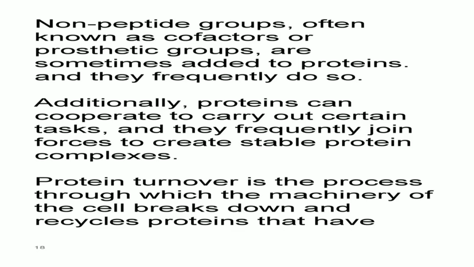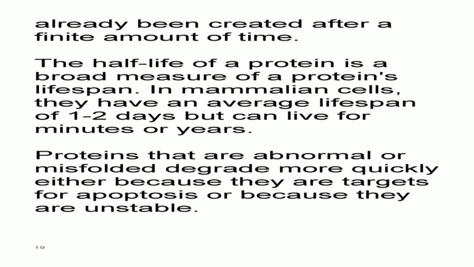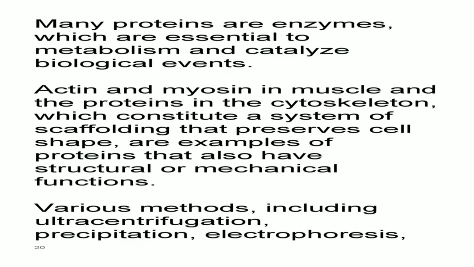Protein turnover is the process through which the machinery of the cell breaks down and recycles proteins that have already been created after a finite amount of time. The half-life of a protein is a broad measure of a protein's lifespan. In mammalian cells, they have an average lifespan of 1 to 2 days but can live for minutes or years. Proteins that are abnormal or misfolded degrade more quickly either because they are targets for apoptosis or because they are unstable. Many proteins are enzymes, which are essential to metabolism and catalyze biological events.